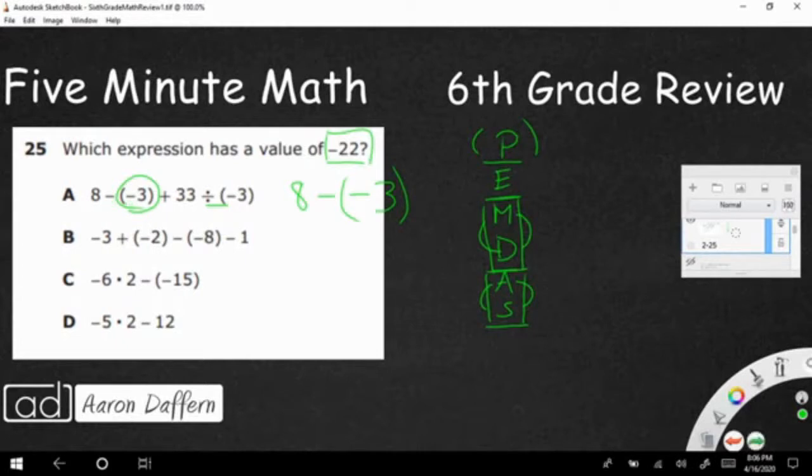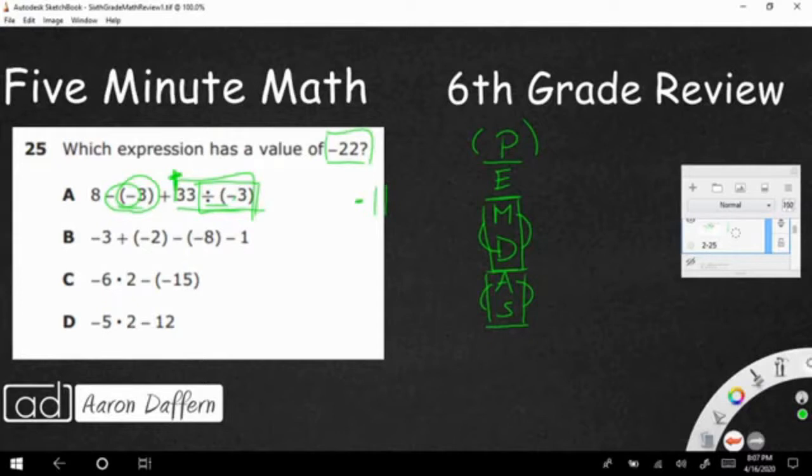So now we are looking at our multiplication and division. The first one we come to is right here, because this is just a minus next to a negative, and this is a division with a negative. So the first one's going to be division. We have 33 divided by 3. So 33 divided by 3 is 11. But since it's 33 divided by negative 3, a positive and negative always mix together to make a negative. So 33 divided by negative 3 is going to end up being negative 11.